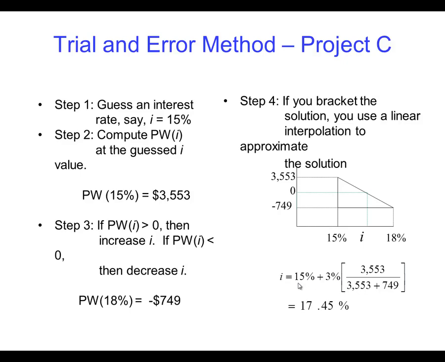Another way is to use this formula, which gives you the I, or calculate the I through the first interest rate that's been suggested plus the difference between the first interest rate, which is the 15%, and the 18%, that's 3%, multiplied by the value that we got from the 15%, divided by the summation of the two values, and that will give me 17.45%.